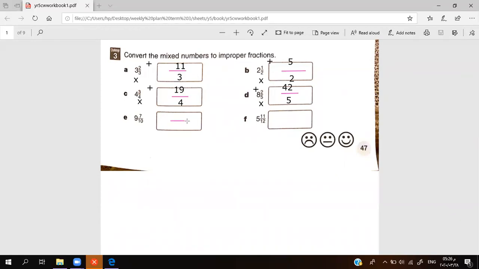Here, the denominator stays as it is, which is a 10. Let's find the numerator. Multiply down and add up. Okay, 9 times 10, 90. Then plus 7, 97.